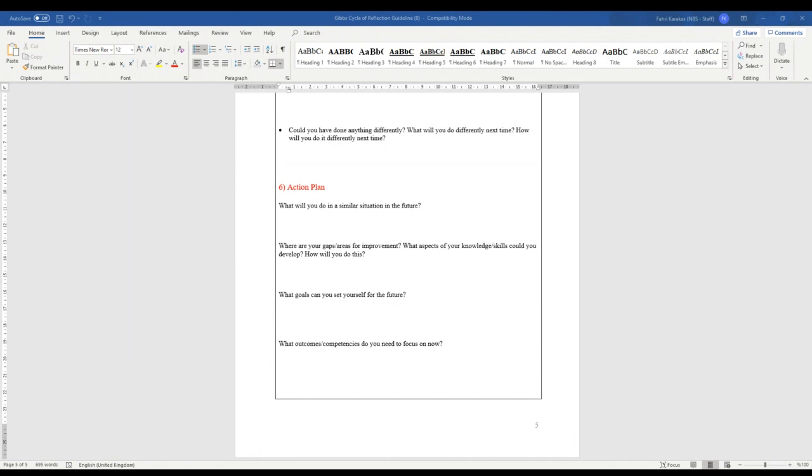What will you do differently? Like, if a similar situation arises again, what would you do differently? What will you do differently next time? How will you go forward after this? So summarize these. This is the last part, yeah? Action plan.